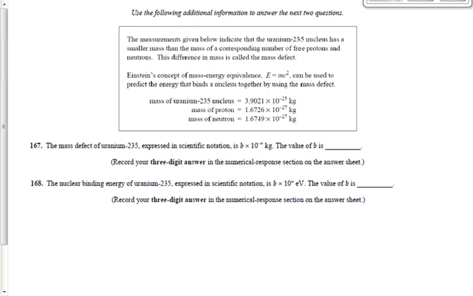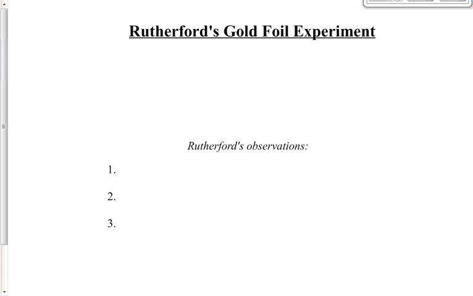Okay, a couple multiple choice, but we're going to skip over those right now just because I want to get a certain amount covered today.